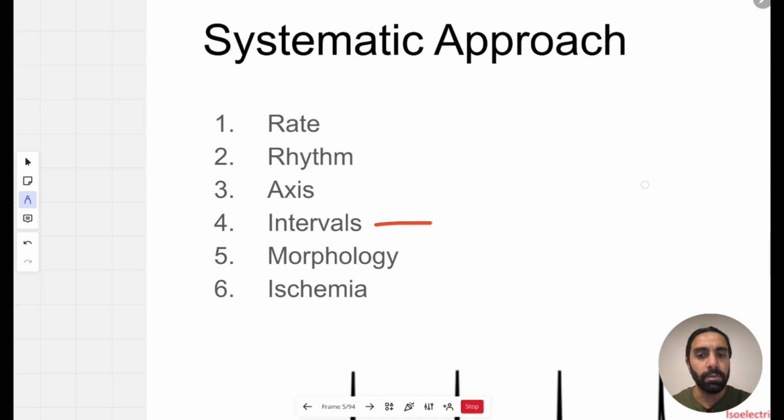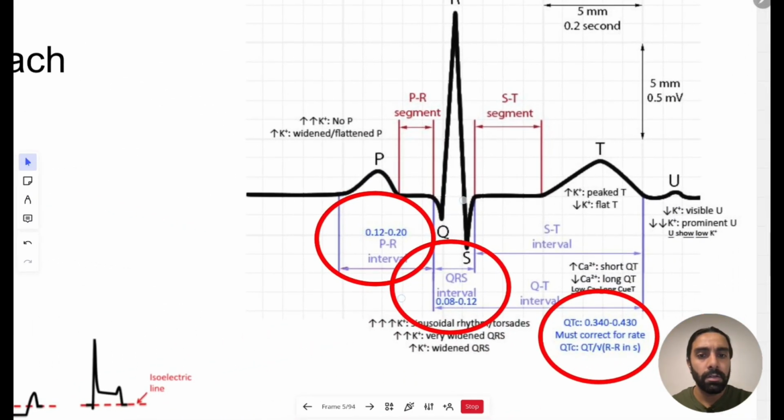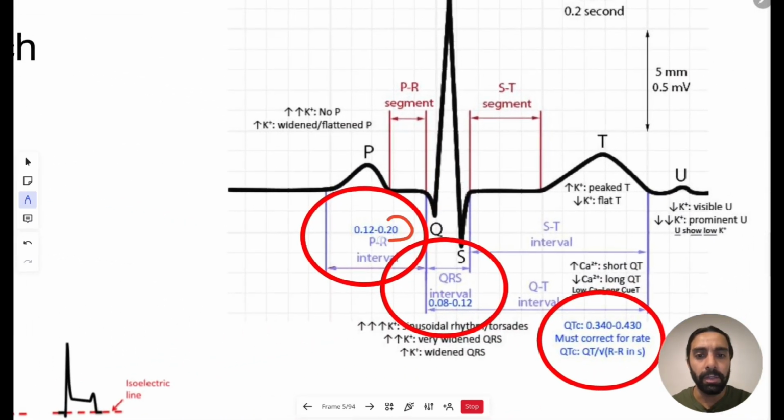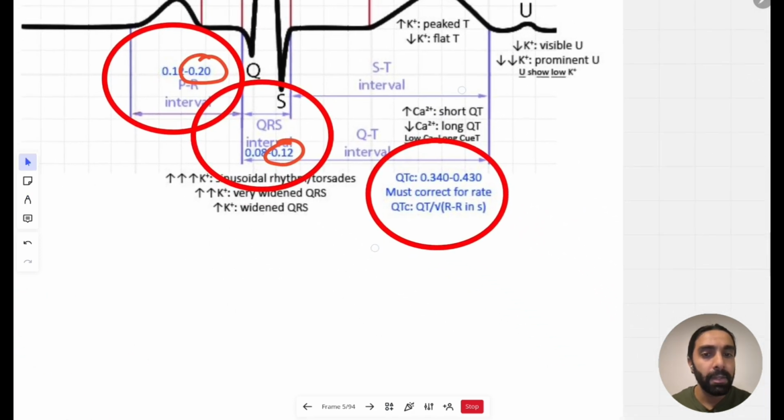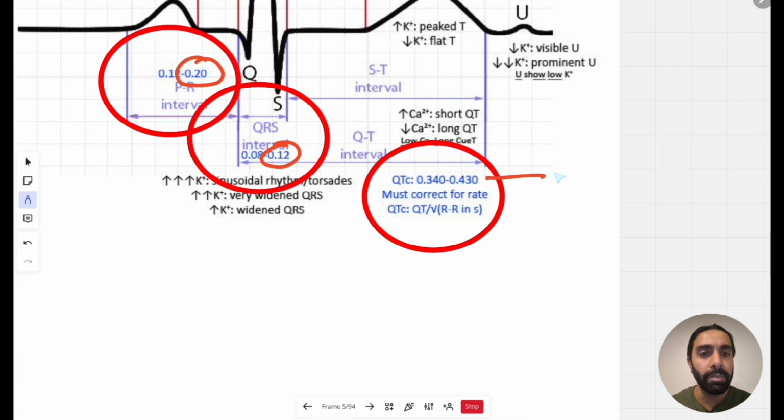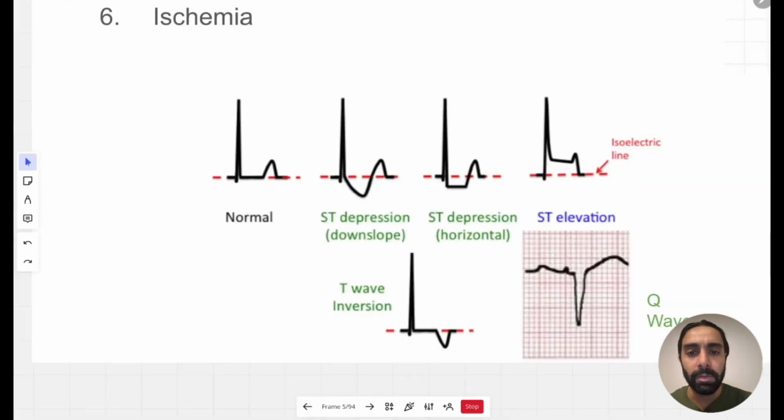And when it comes to intervals, your P wave is going to be less than 200 milliseconds or 0.2 seconds. That's one big box. Your QRS is going to be less than 120 milliseconds or less than 3 small boxes. And QTc should definitely be less than 500 milliseconds in most scenarios. And know your ischemic patterns.